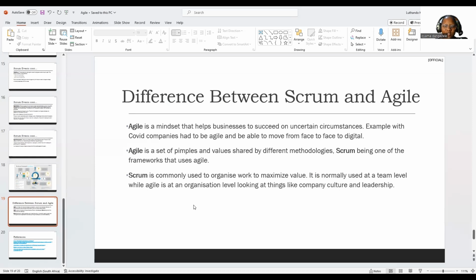And it is normally at a team level, while Agile is at an organizational level, and it is looking at things like culture and company leadership. So it doesn't have to be IT teams that use Agile or use Scrum for that matter. It could be teams that have absolutely nothing to do with IT.